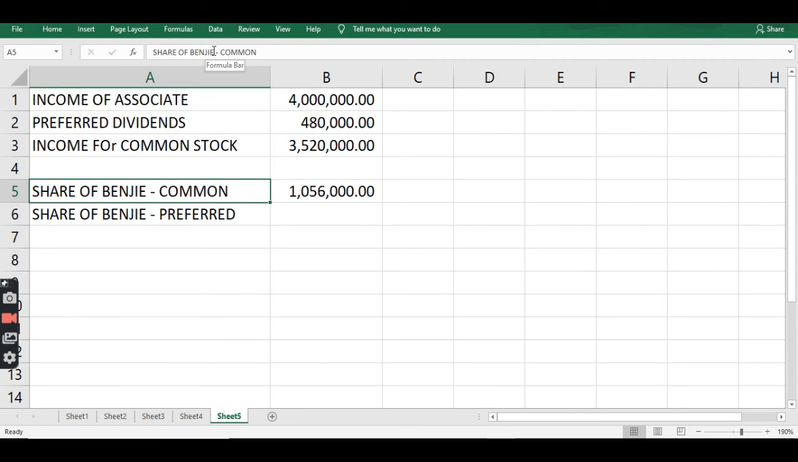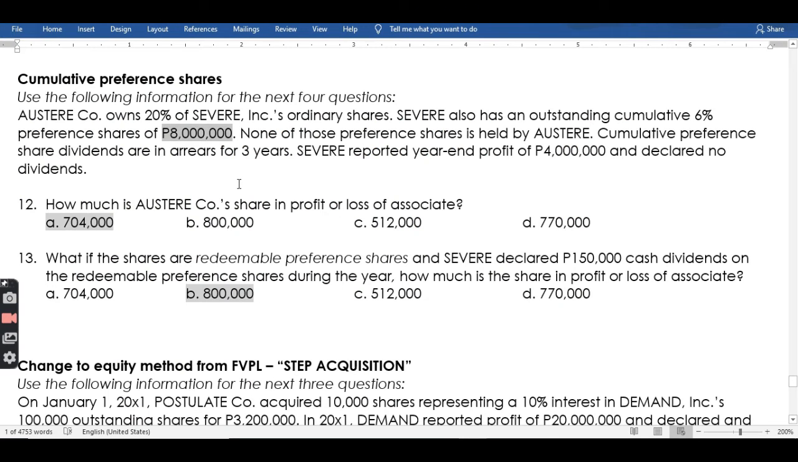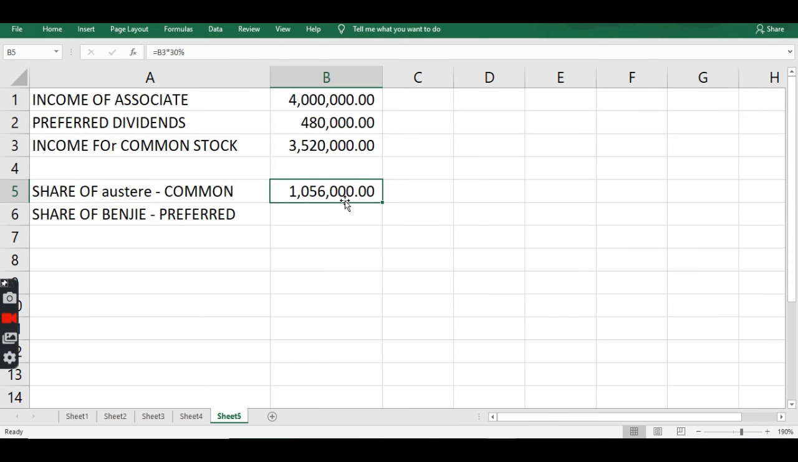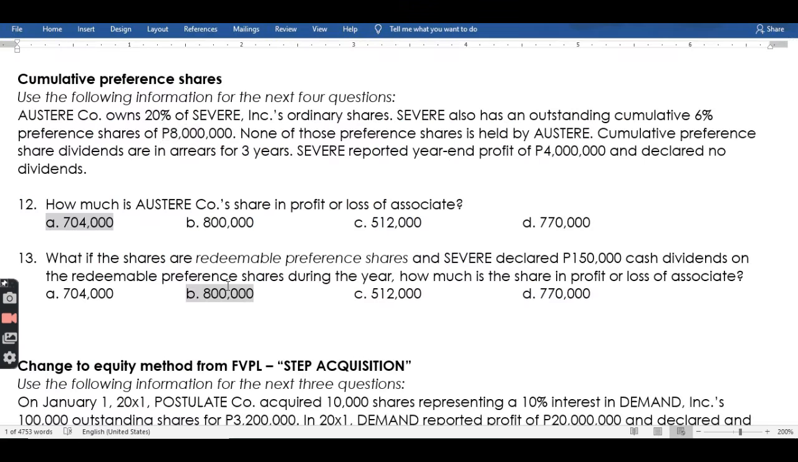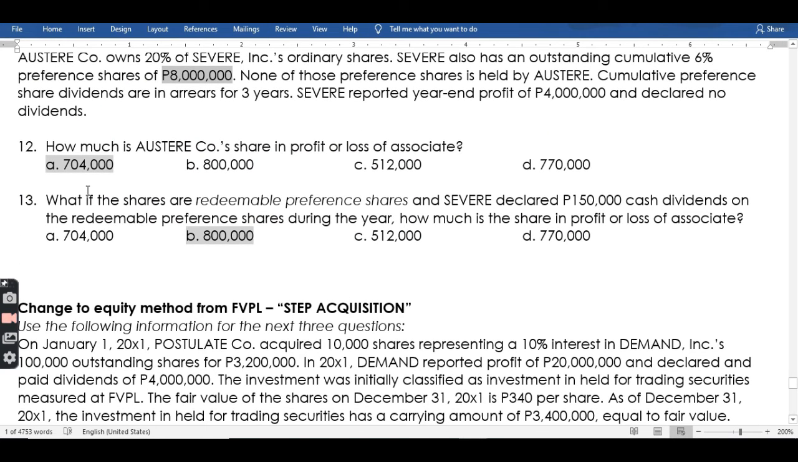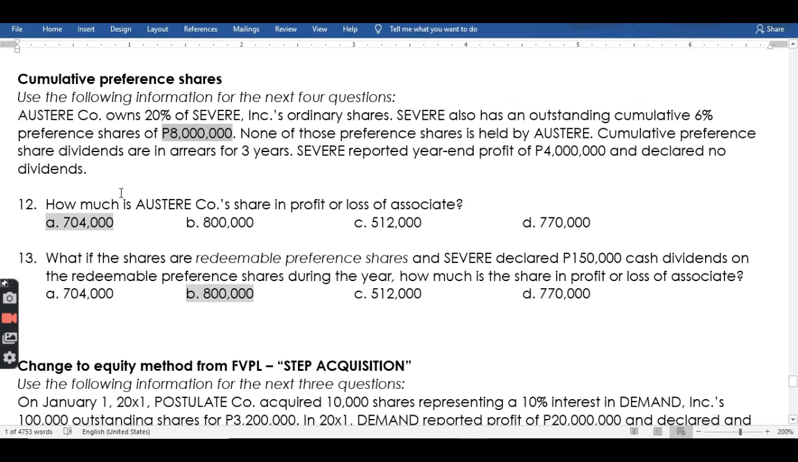Hindi tayo si Benji ngayon. Ano ang pangalan natin ngayon? Austere, di ba? Okay. So yung kay Austere ngayon ay 20% yung hawak natin. So that's going to be ito times 0.2. Okay. So yun. 704,000. That's going to be letter A.